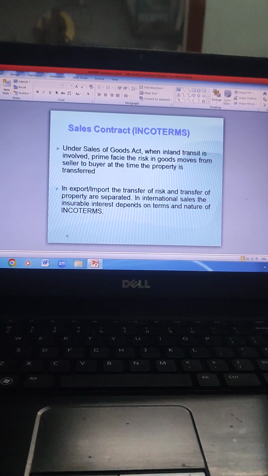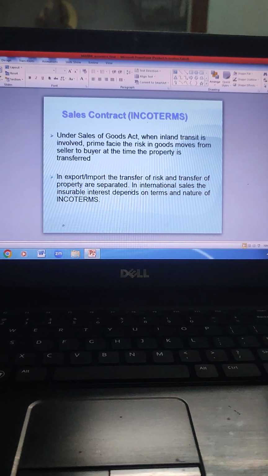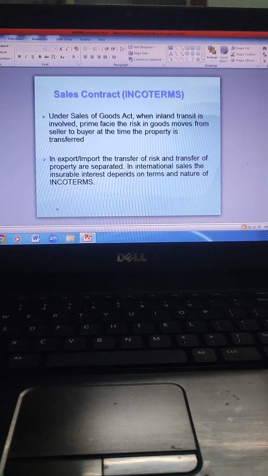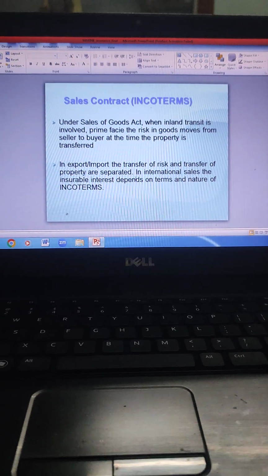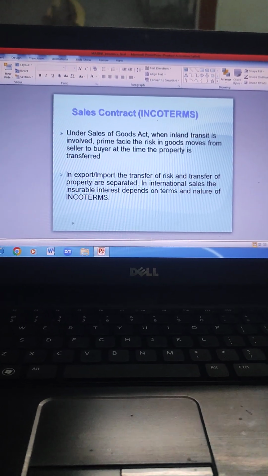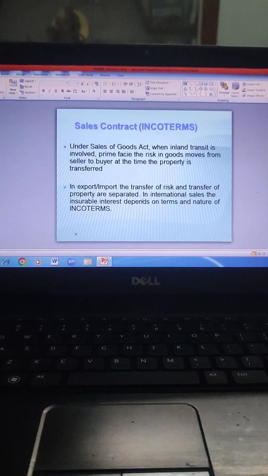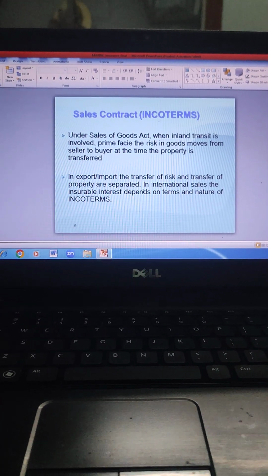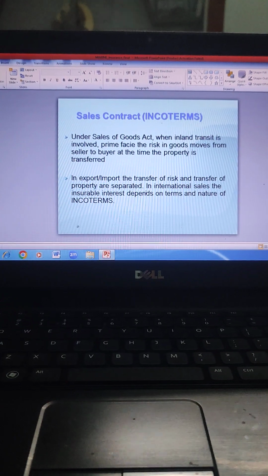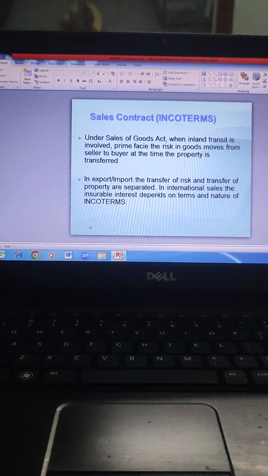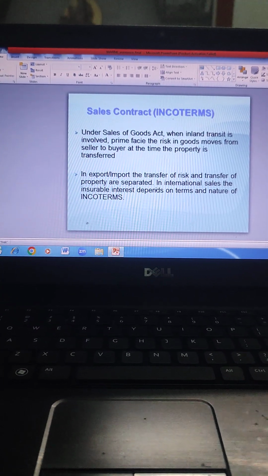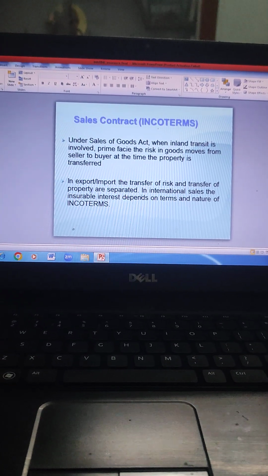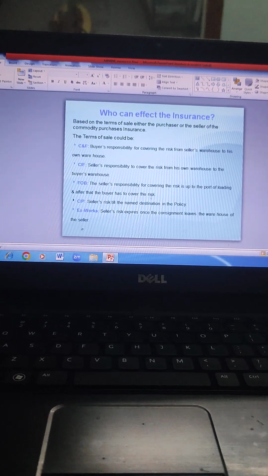The sales contract is known as the Incoterms under the Sale of Goods Act. When inland transit is involved, prima facie the risk in goods moves from seller to buyer at the time the property is transferred. In export-import, the transfer of risk and transfer of property are separated. In international sales, the insurable interest depends on the terms and nature of the Incoterms.